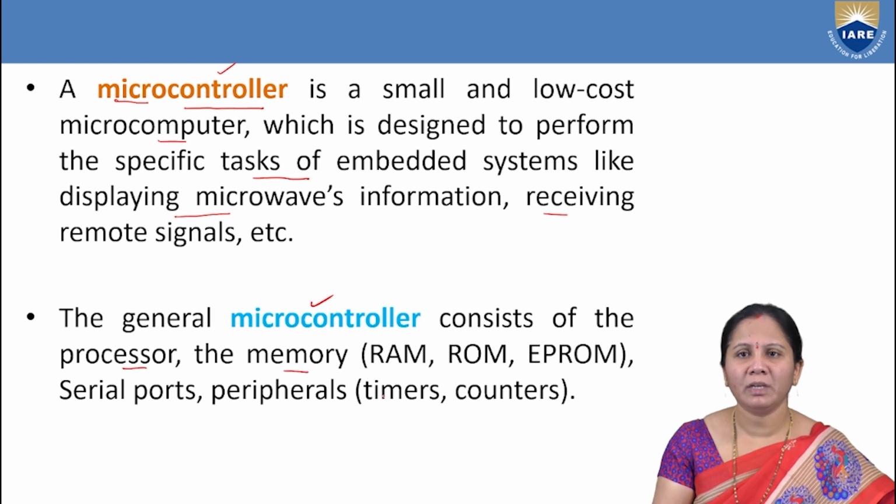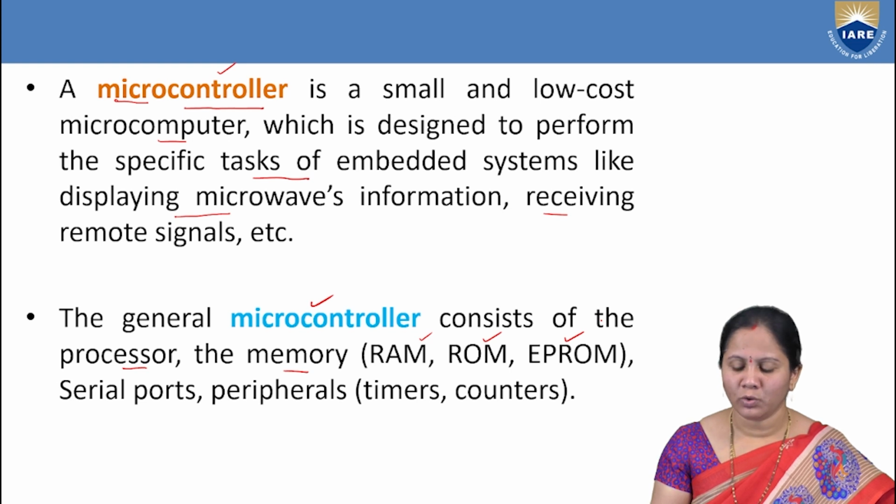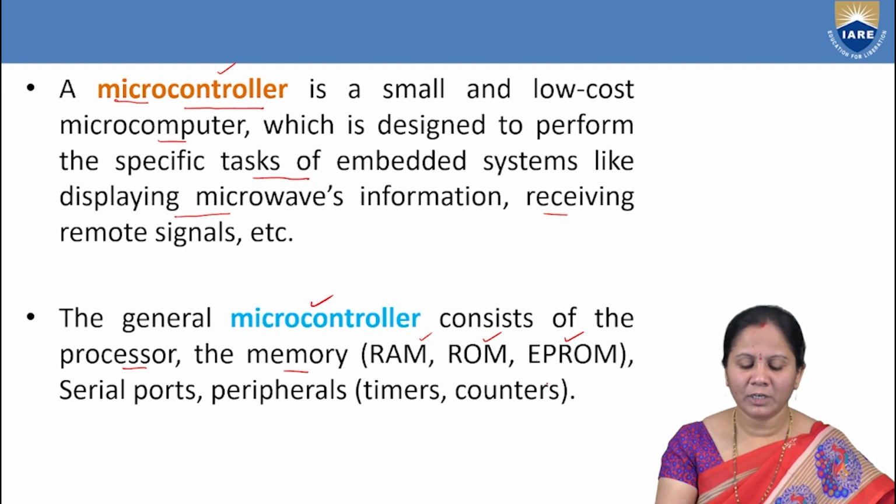Here the memory may be RAM, where RAM stands for random access memory, and the embedded memory, which comes under ROM. ROM stands for read-only memory, and it also consists of EPROM. EPROM stands for erasable programmable read-only memory. So the inbuilt processor is there, and all these types of memories are there.